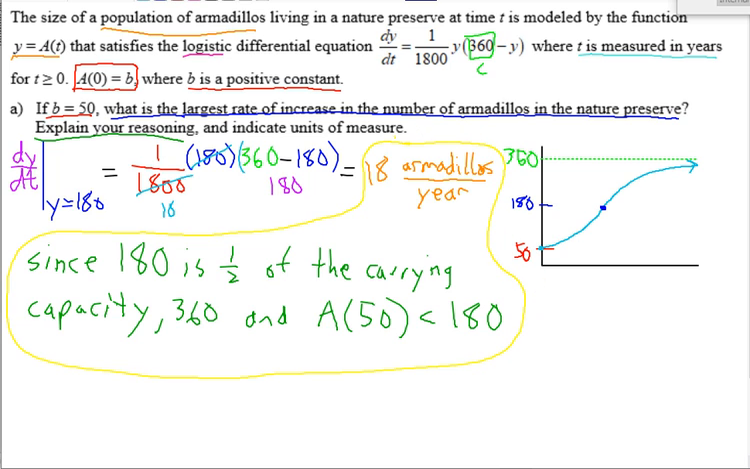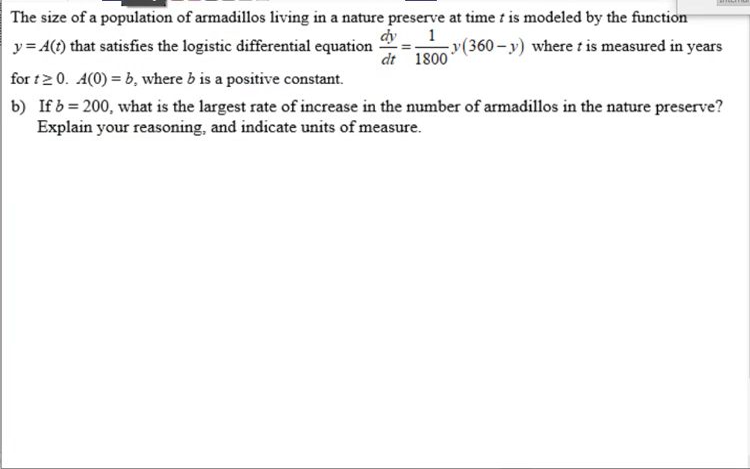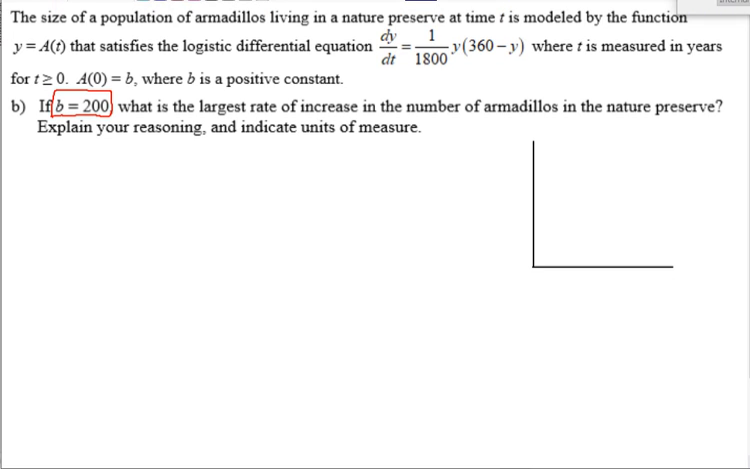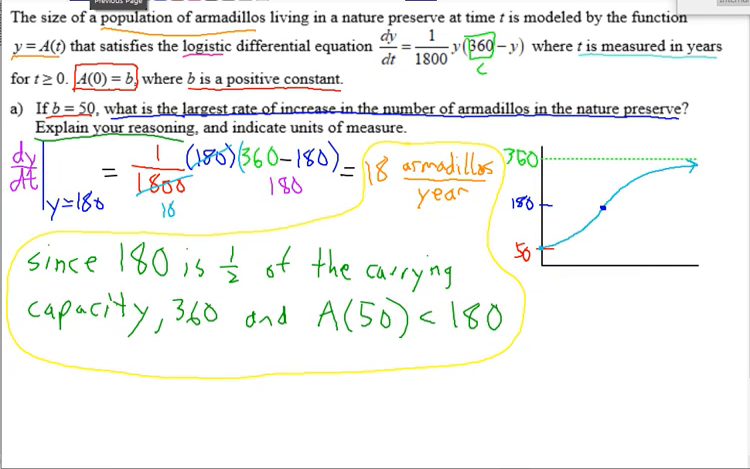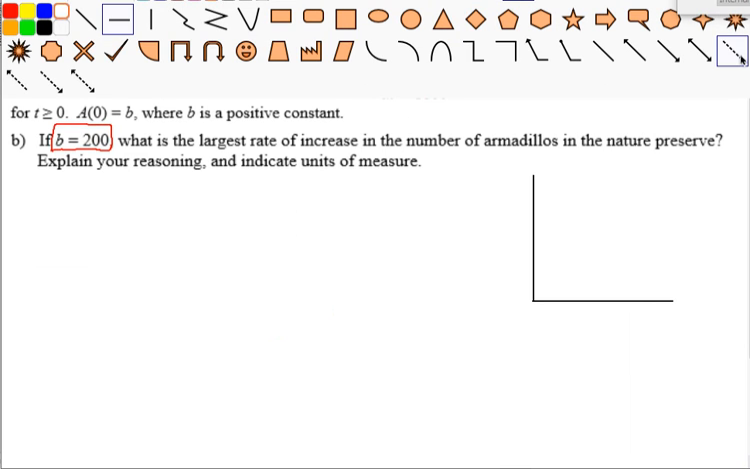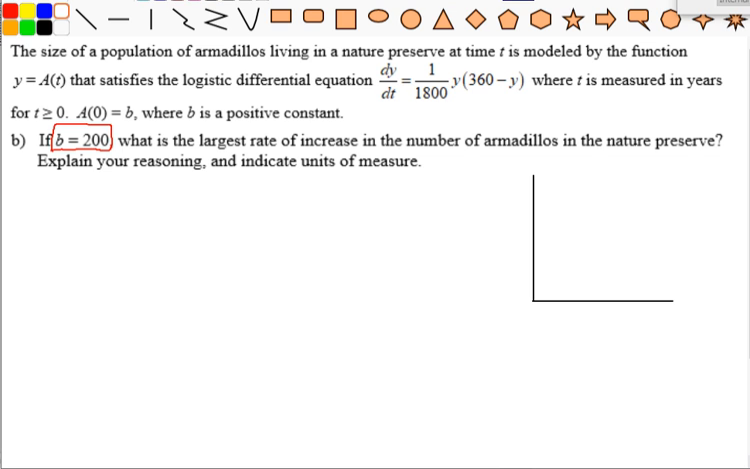Then for part B, we've got a different initial population. It's actually 200. So that actually changes the graph a little bit from what we usually see. Notice, 200 is actually above half of the carrying capacity. So we still have the carrying capacity at 360. That doesn't change there.